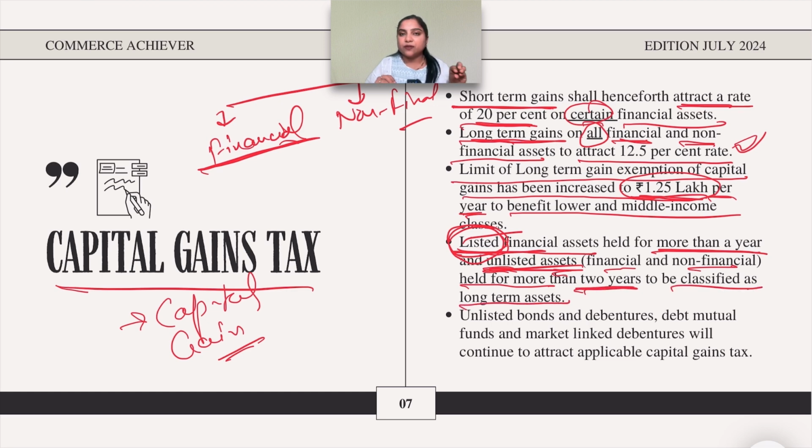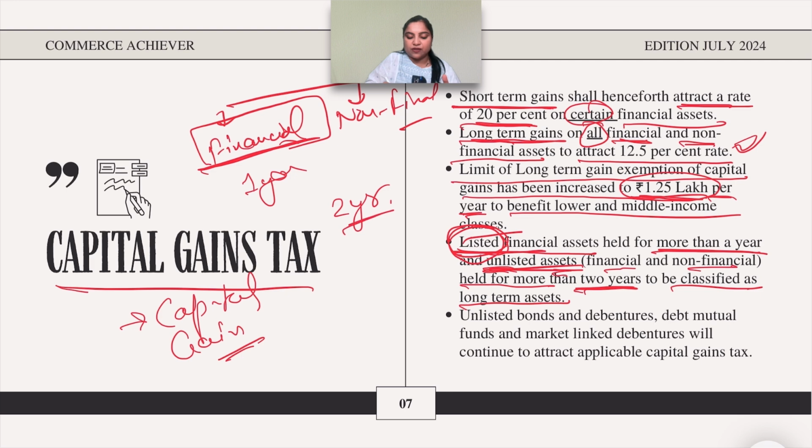That means any financial asset that is listed, or an unlisted asset, which may be financial or non-financial. So the listed financial asset limit is 1 year. Unlisted financial and non-financial is 2 years. If it exceeds these years, it will be termed as a long-term asset. I want to clear once again. Listed financial assets held for more than a year and unlisted assets held for more than 2 years will be classified as long-term capital assets. I hope it's clear now.